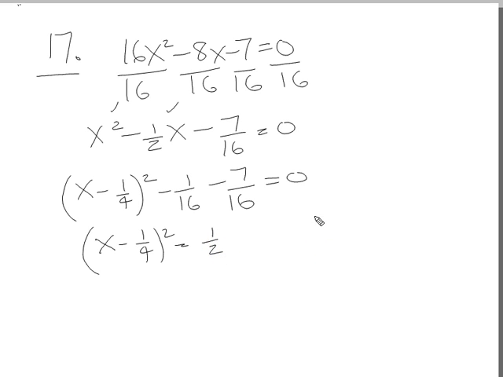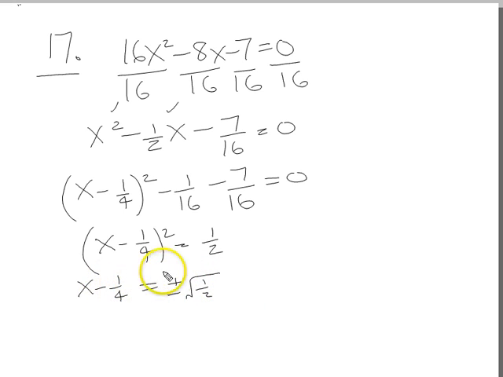Now, square root both sides. So to undo a square, you square root. So we can just write the object itself. And then we've got the square root, so we'll put the plus and the minus here of a half, yeah? Okay, so that's good. So now we've square rooted both sides.